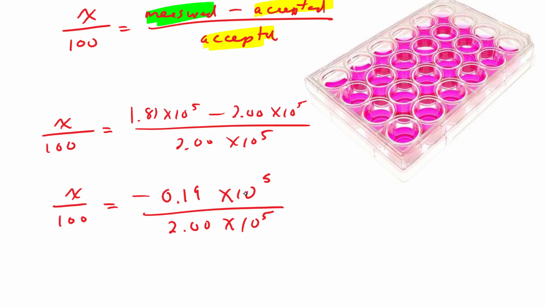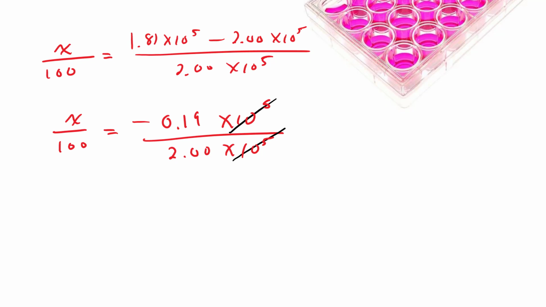Notice we have 10 to the 5 on the top and 10 to the 5 on the bottom. They can cancel each other out. Let's cross multiply and solve. Divide both sides by my coefficient in front of x to isolate x on its own.